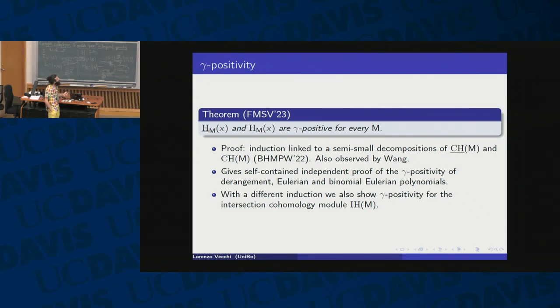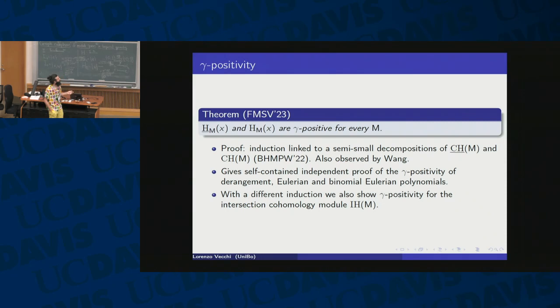And this result of gamma positivity, when applied to the Boolean and uniform matroid of corank 1, gives us a self-contained independent proof of the gamma positivity of the derangement Eulerian and binomial Eulerian polynomials. We know that they are real-rooted, so they're gamma positive, but we can prove the gamma positivity independently without knowing that they're real-rooted. And then I keep mentioning this intersection cohomology module of a matroid and its Hilbert series, the Z-polynomial of a matroid.